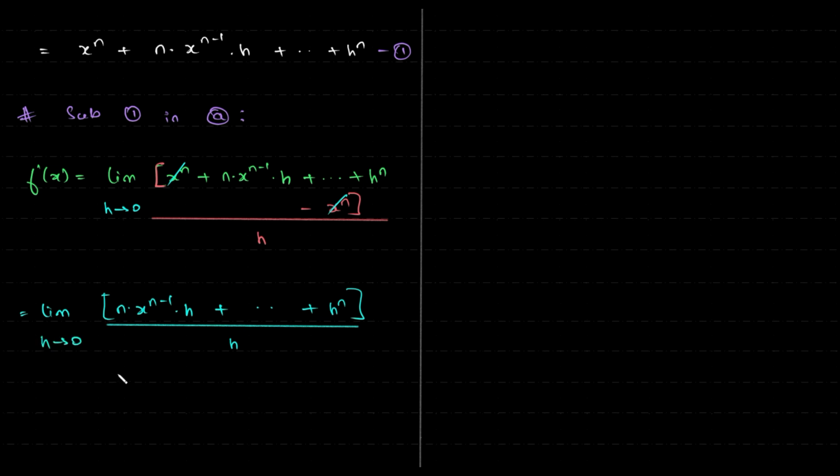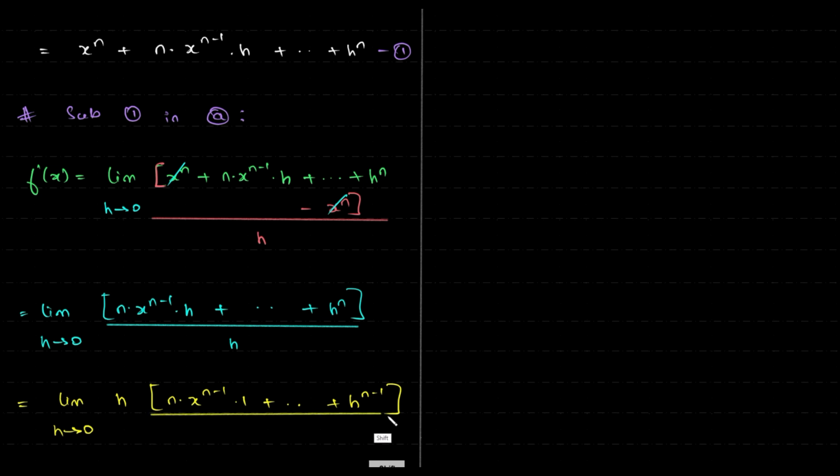So what is common in all of this? Yes, x will be common. Sorry, not x, h will be common. x is not present in the last term. So h is common, and we have h times n into x to the power of n minus 1 into 1 plus, and the last term will be h to the power of n minus 1. Agree? I'm just taking common. And now we have h and h getting cancelled and direct substitution of h.